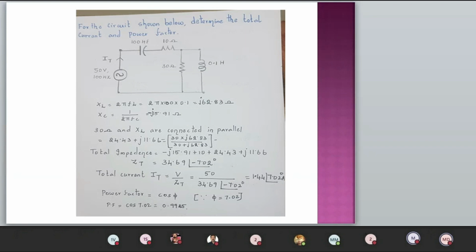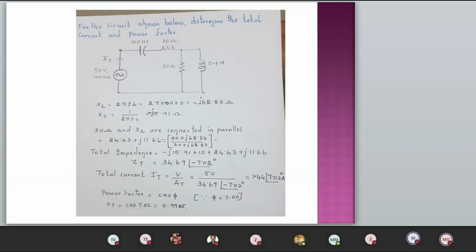How to find the power factor? It is very simple. Power factor is the cosine of the angle of impedance. What is the angle of impedance? Minus 7.02. Cosine of minus 7.02, or cos phi, that is cos 7.02, is 0.99. Now the total current I is equal to V by Z. What is V? 50. What is Z? 34.69 angle minus 7.02. This is a very simple equation. So I is equal to 1.44 angle 7.02.